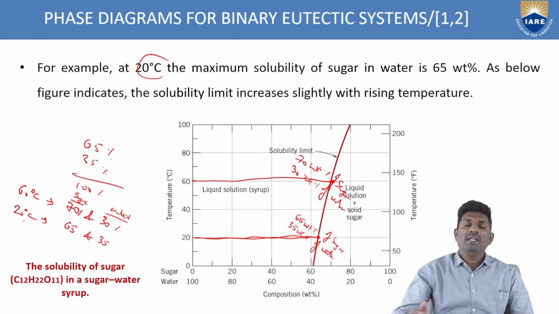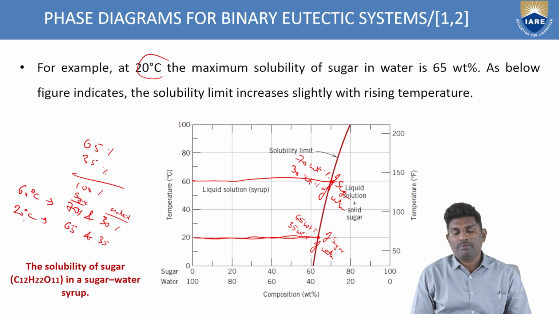Like this, for any given type of alloy or any type of material, you can easily find out the compositions, or what the temperatures are, or what the solubility limit is, and what the different types of phases are with respect to these phase diagrams. That's why these phase diagrams are very, very important in describing or characterizing any given material.